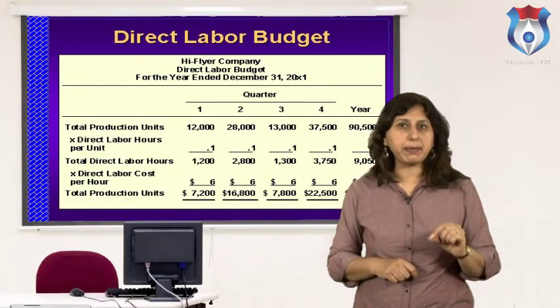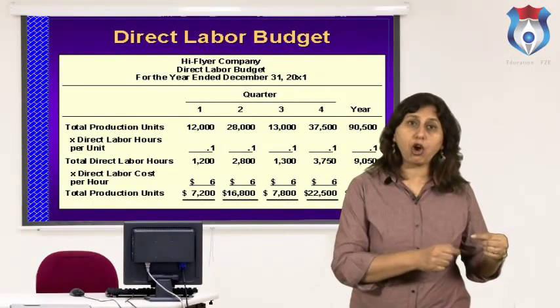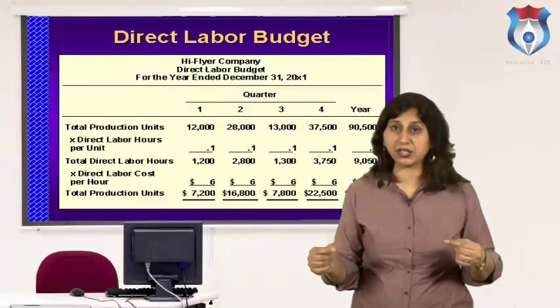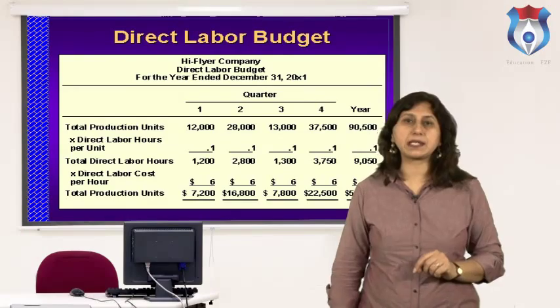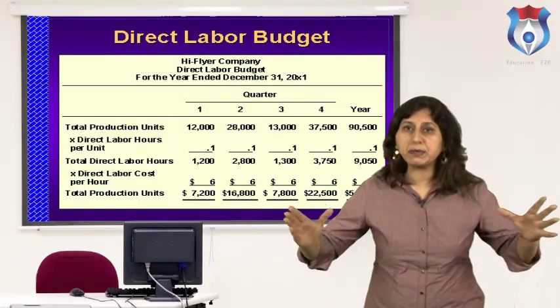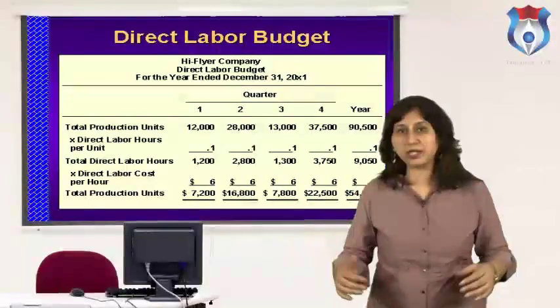Direct labor budget. The direct labor budget tells about the estimates of direct labor requirements essential for carrying out the budgeted output. The purpose of this budget is to ensure optimum utilization of labor force.